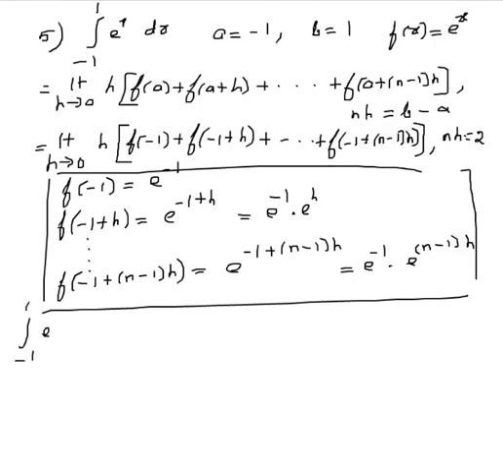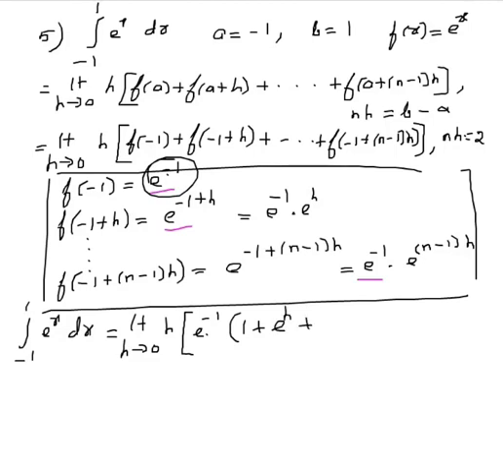Therefore, the given integral is equal to limit h tending to 0 of h times. Let us add all these things. We have e power minus 1 common. So e power minus 1 times, we get 1 from the first expression plus e power h from the second expression plus etc. e power n minus 1 times h from the last expression. And this is a GP. If you have exponential function, this comes as a GP.